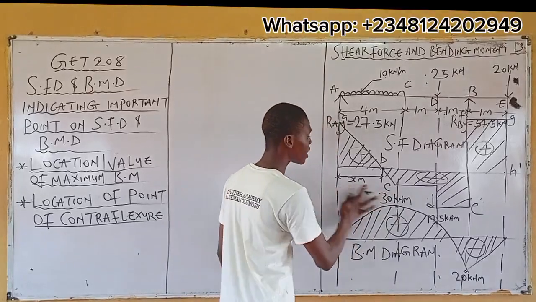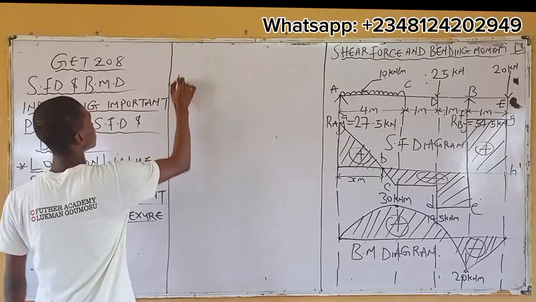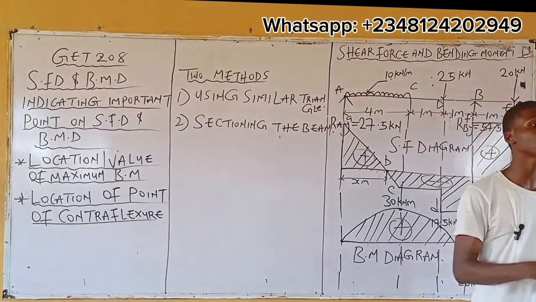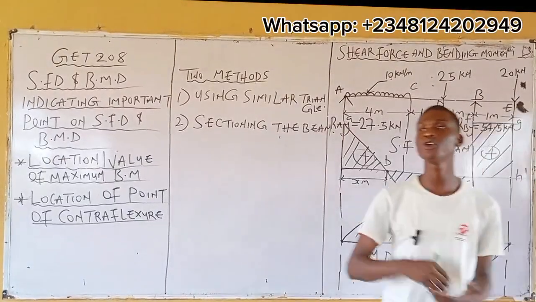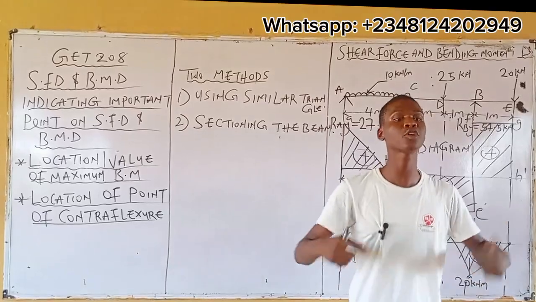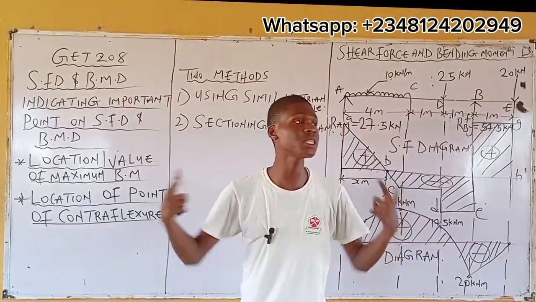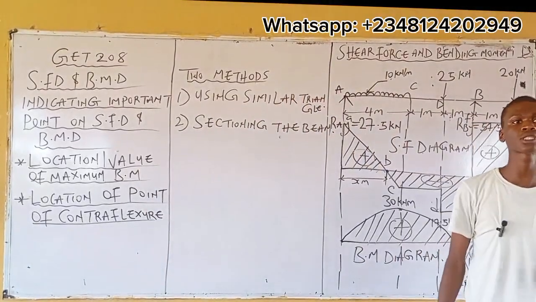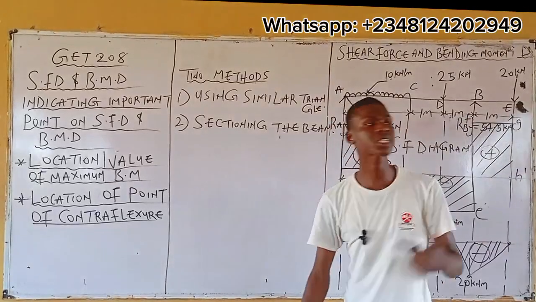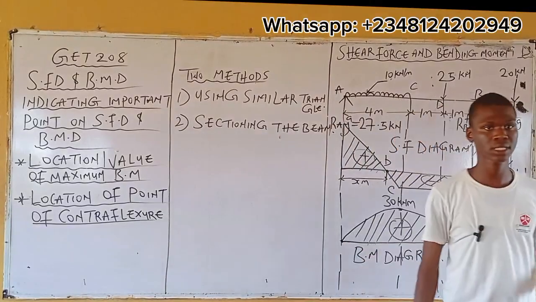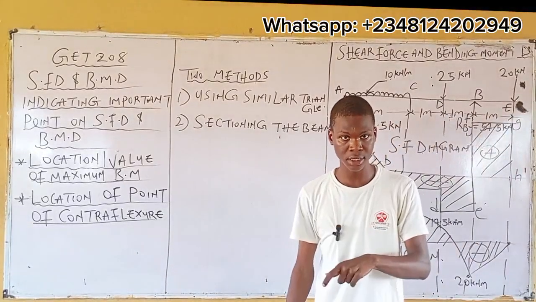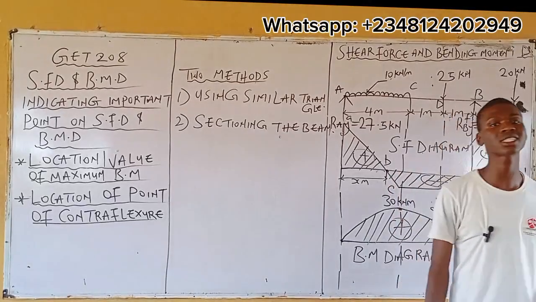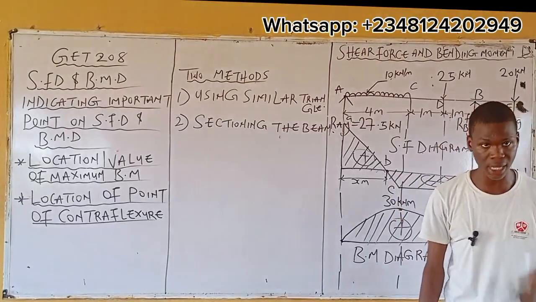We have two methods in finding the location of maximum bending moment. Have it in mind that you must know your location of maximum bending moment before knowing the value. The value simply means you want to take moment about that point. Moment is force times perpendicular distance. What becomes the distance? You don't know. So your first task in a question like this is calculating the location. When we say location, we mean distance.